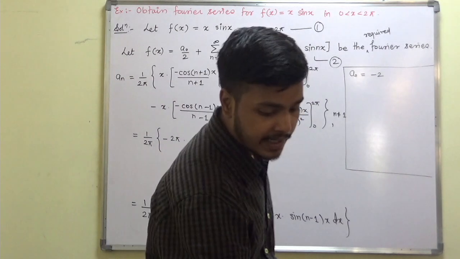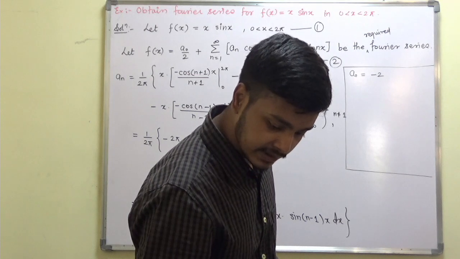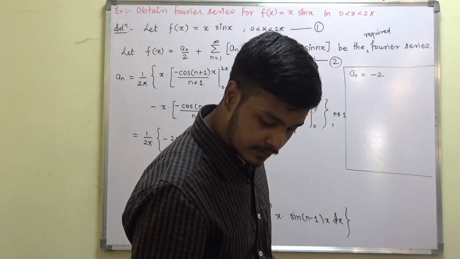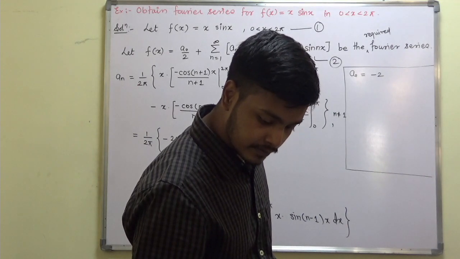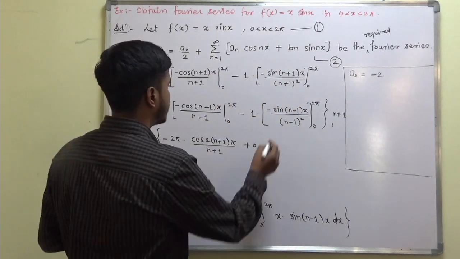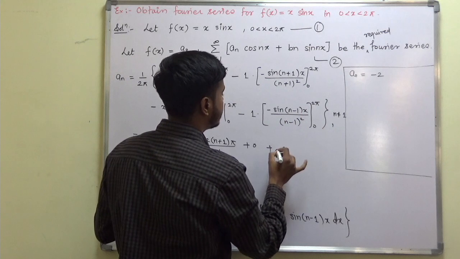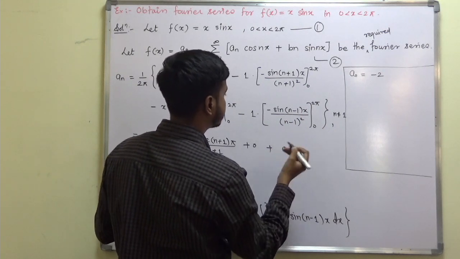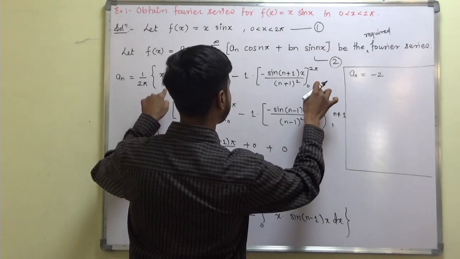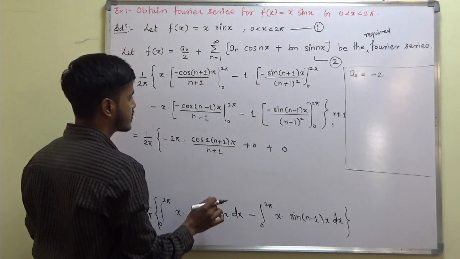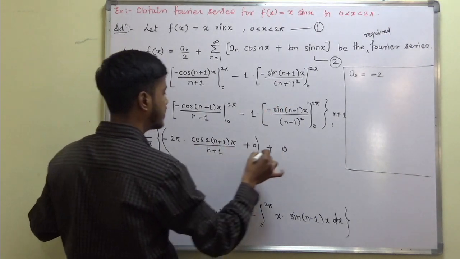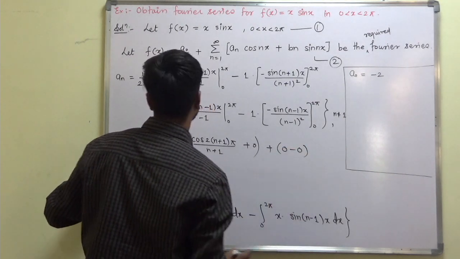So sine 2(n plus 1) pi is 0 and the lower limit sine 0 is also 0. So this is just about this. Now take the limit of this. So from this entire term we have this only. This is upper limit minus lower limit, and this is 0 minus 0.